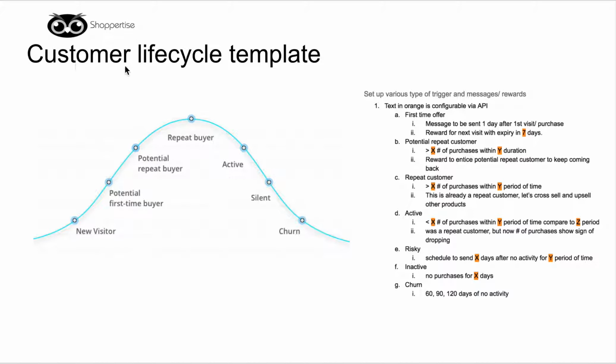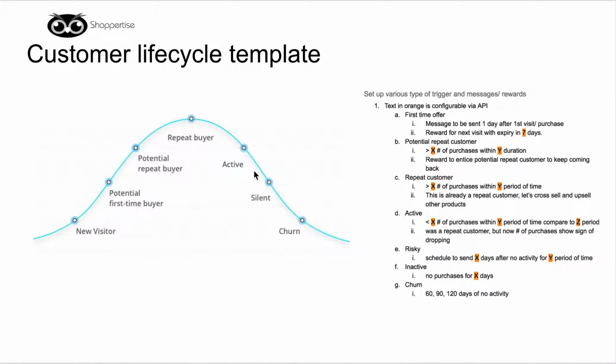This is a very typical customer life cycle. From left here, you get to see new visitor or a new sign up. From here, slowly we can nurture the user, handhold a bit, turn them into potential first time buyer, potential repeat buyer once they made a purchase, and we can define what is a repeat buyer. So from here, here's a tipping point. From repeat buyer, it may slowly churn down to active, silent, and eventually churn.